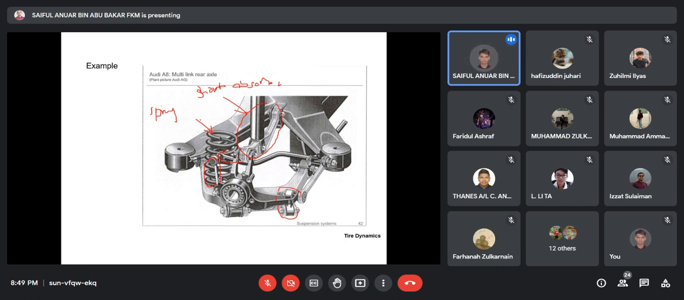For common vehicles we don't use multi-link. The closest ones are BMW, Mercedes, and Audi, the continental cars.